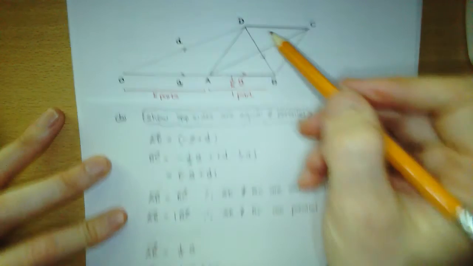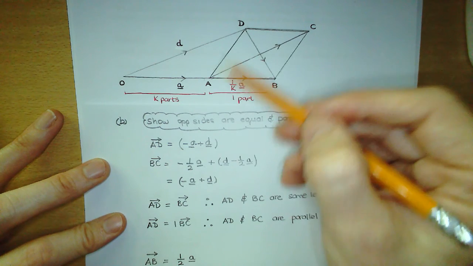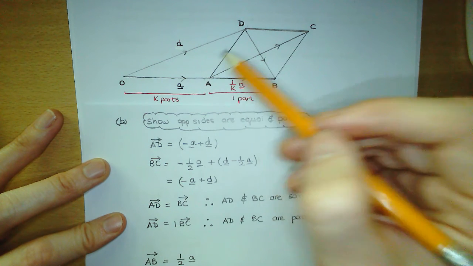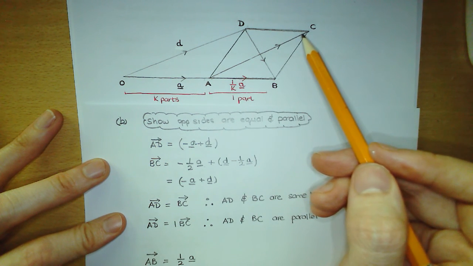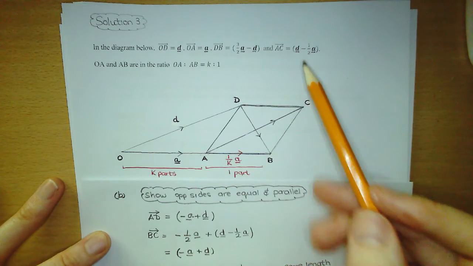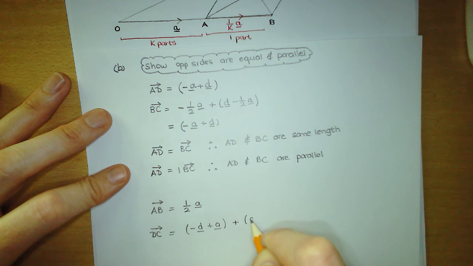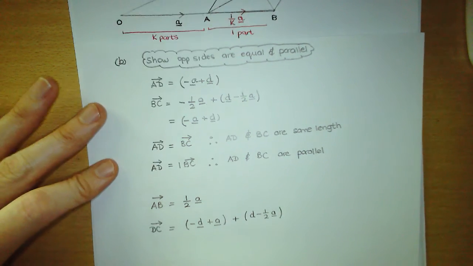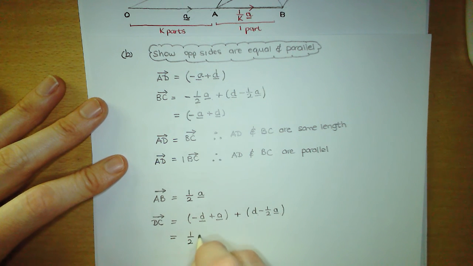Okay, so we want DC. So travelling from D to C is the same as going from D to A, and D to A is negative D plus A, and then we have to add on AC. Okay, so again, AC is D minus a half A, so that's plus D minus a half A. Okay, let's tidy it up. So we're left with minus D plus D wipe out, and then we're left with 1A minus a half A is just going to give us a half A, which is fantastic.